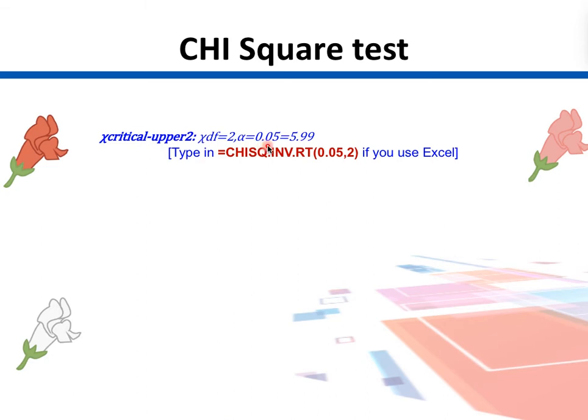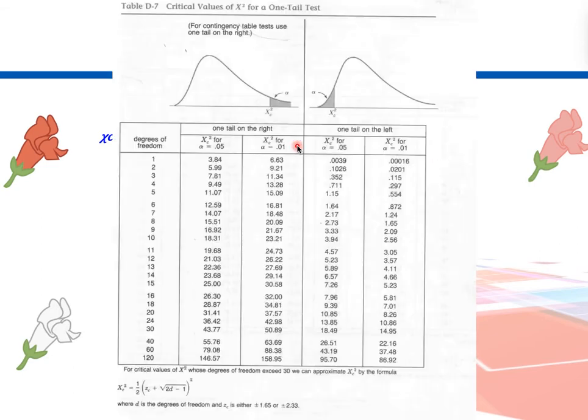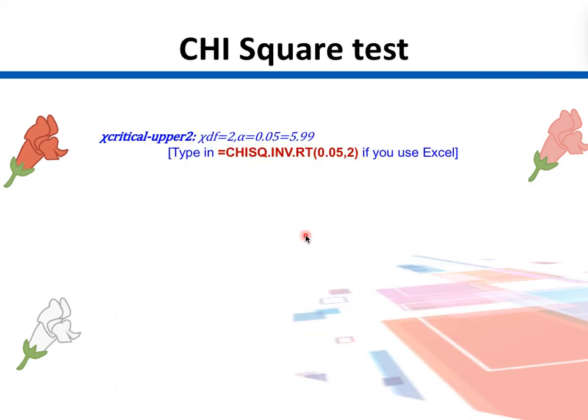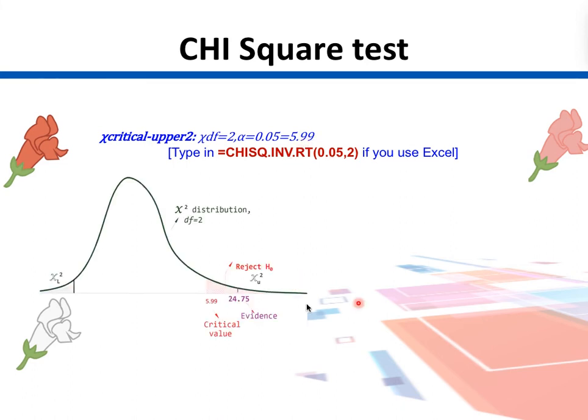Alpha is 0.05, and the number which we get from this table for alpha, this is one tail to the right, so alpha is 0.05, and the number which we get over here is 5.99. You can get it from Excel. The formula is CHISQ.INV.RT. Plug in alpha and the degrees of freedom in the arguments, and Excel will return the chi-square same as this one. So this is our chi-square curve, and here is our critical number, 5.99, so any number beyond this or greater than this we will reject the null hypothesis.